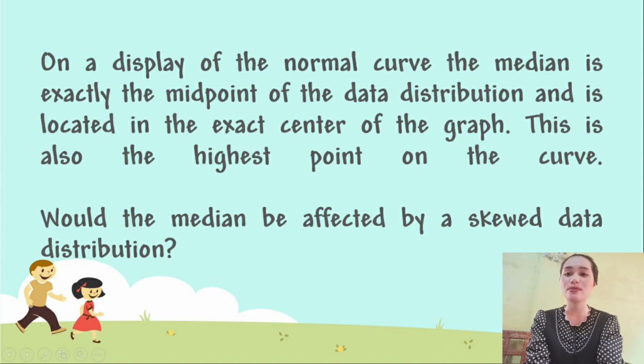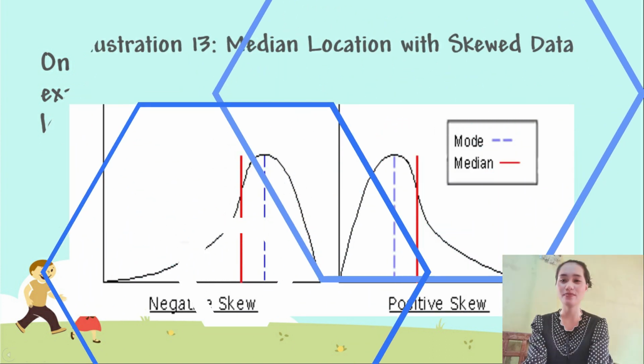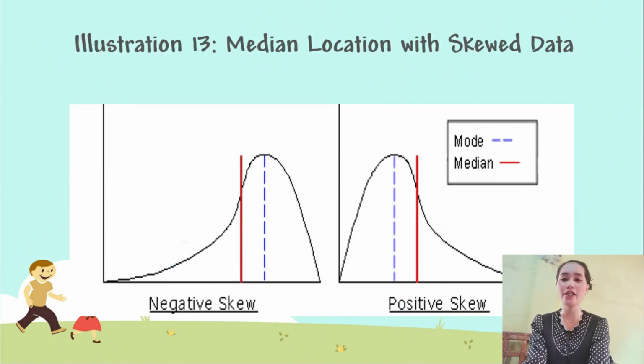Since the median represents the midpoint, skewed data would move the midpoint in the direction of the bulk of the scores. Illustration 13, median location with skewed data. We can see in the picture the negative skew and the positive skew. The blue line is the mode, and the red line is the median.